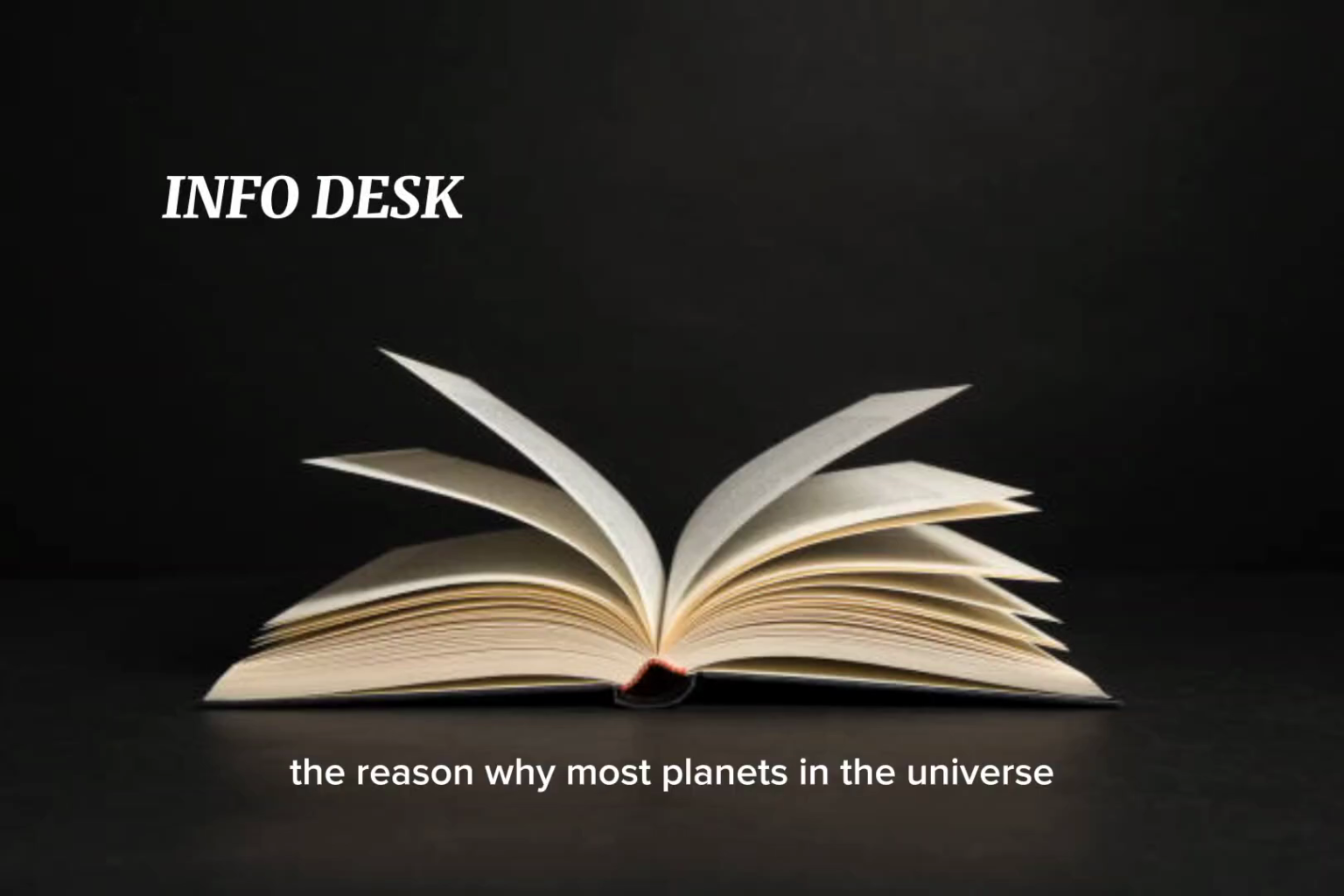The reason why most planets in the universe are in a spherical shape can be explained by a concept called gravity. Gravity is a force that pulls objects towards each other. It exists everywhere in the universe, and it depends on the mass of an object. The more massive an object is, the stronger its gravitational pull.